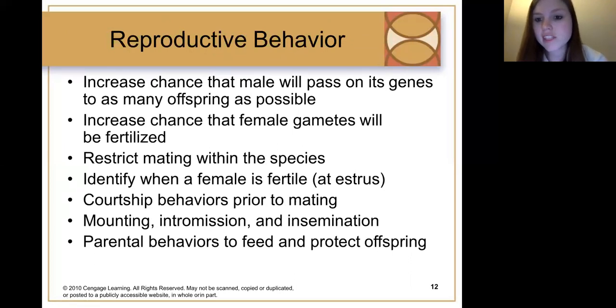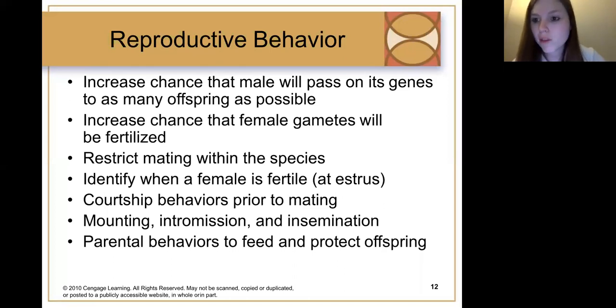So to increase the chance that the male will be able to pass on its genes to as many offspring as they can. Increase the chance that the female gametes are going to be fertilized, restrict mating within the species. Other reproductive behavior is identifying when the female is fertile, so that needs to happen in order for mating to be successful. Courtship behaviors prior to mating, then mounting, intromission, and insemination, and then parental behaviors to feed and protect the offspring.